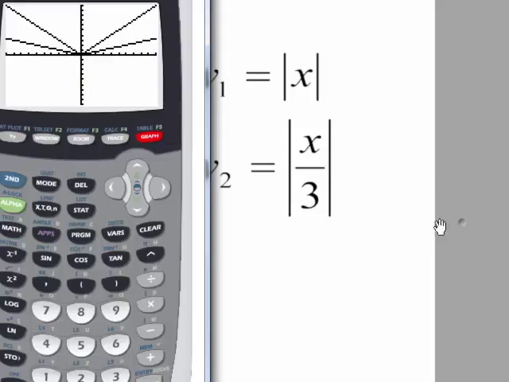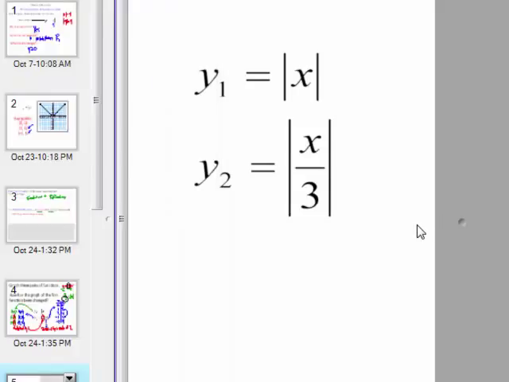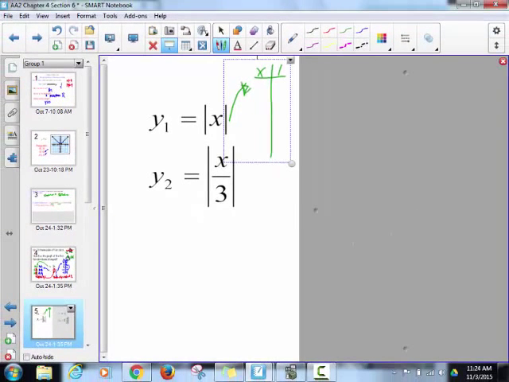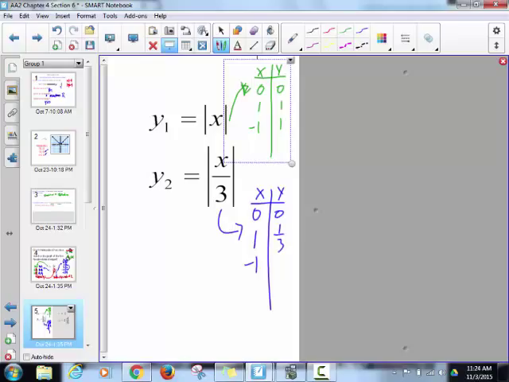Stretched it horizontally. So let's think about our points here. So I'm going to grab our key points, right? Our key points are the vertices, so 0, 0, and then 1, 1, and negative 1, 1. What about with this new guy here now? Let's look at our table. We got 0, 0. What happens if I plug in 1? I get 1/3. What happens if I plug in negative 1? I also get 1/3. Well, let's get an integer for y. What would be my first integer if I plugged in what? 3 for x and negative 3? That would give me 1 and 1.